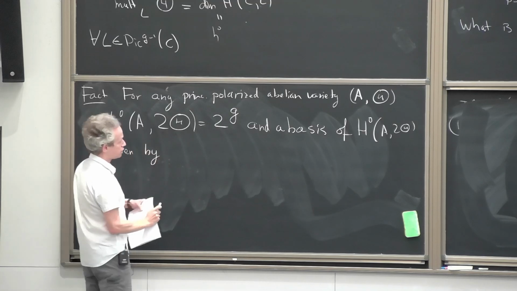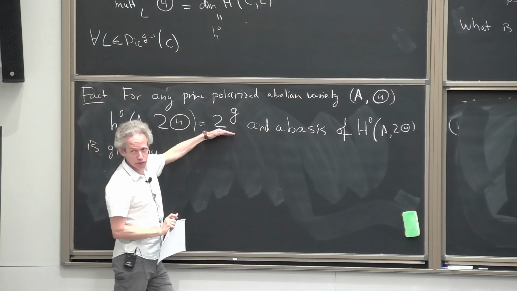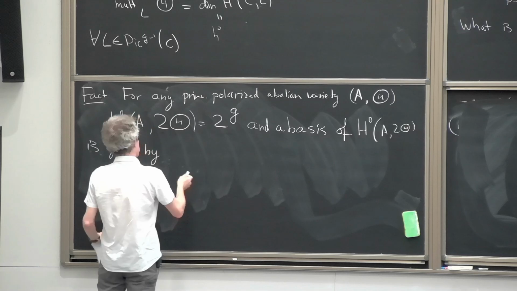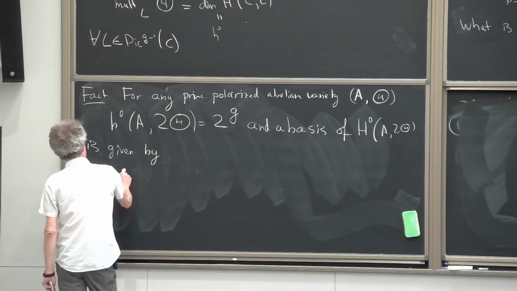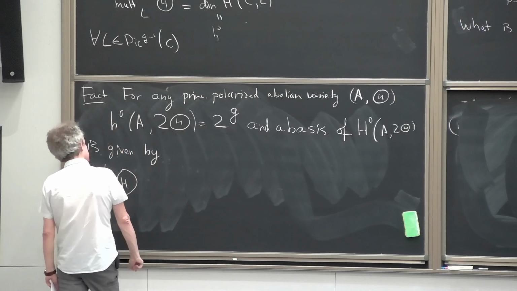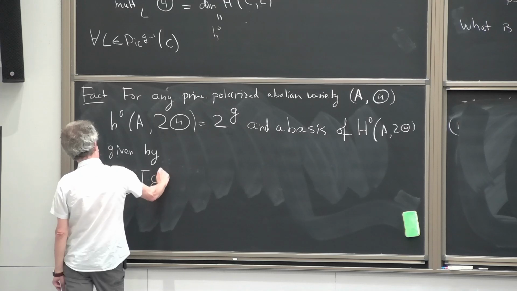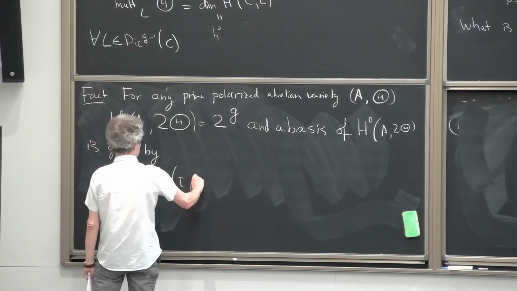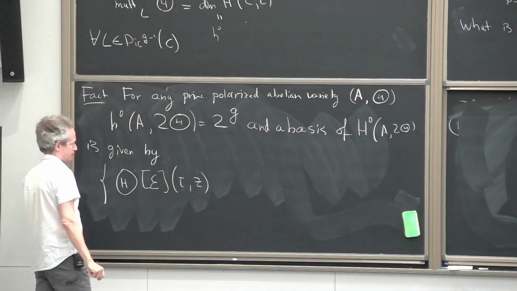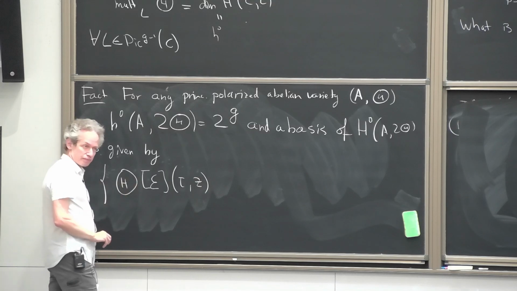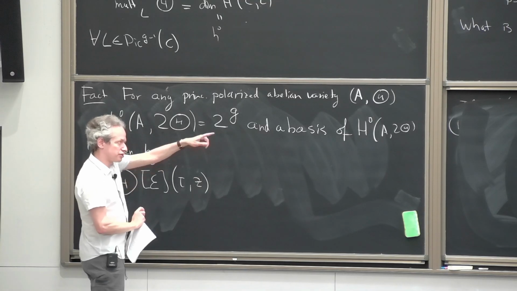Okay, a basis is given by the following. I'm supposed to give you a basis of the space of sections, so I'm supposed to write for you 2 to the G functions, and these are the so-called theta constants of the second order with characteristics. I'll write what they are. We won't really care so much what they are, but I care that they exist because I want to do something here.